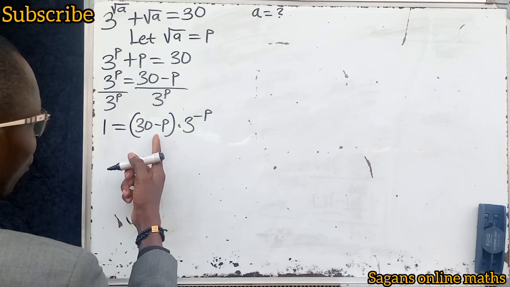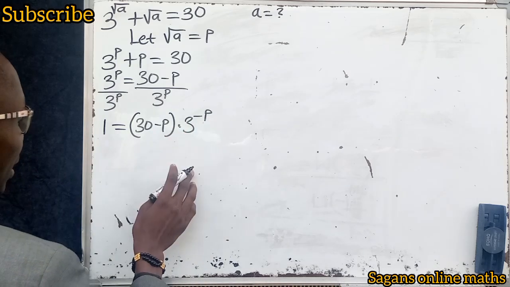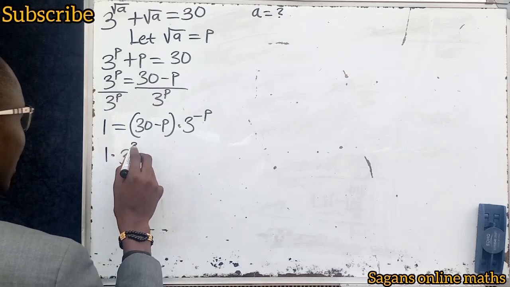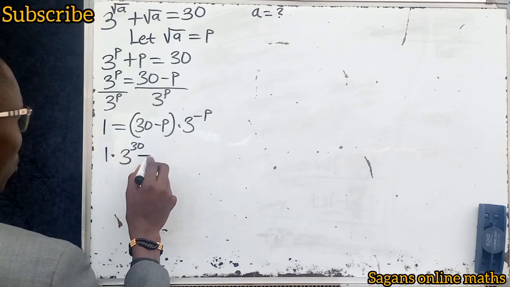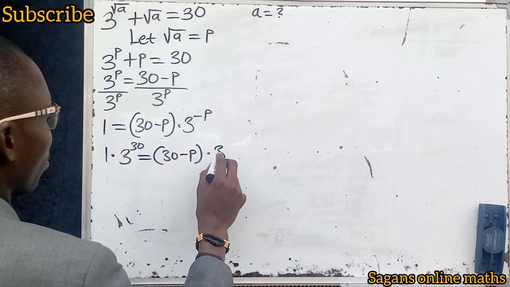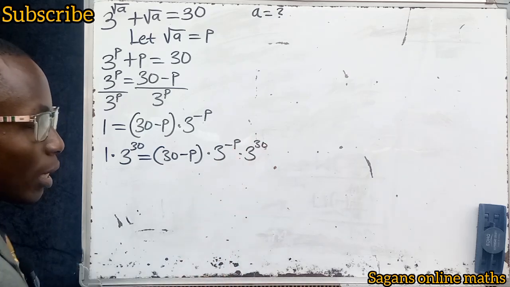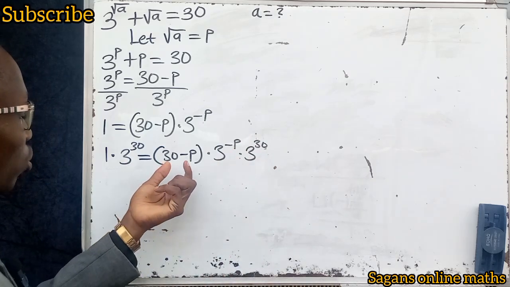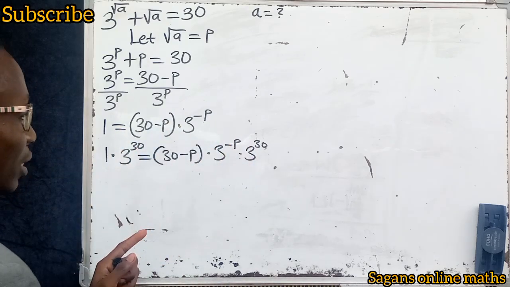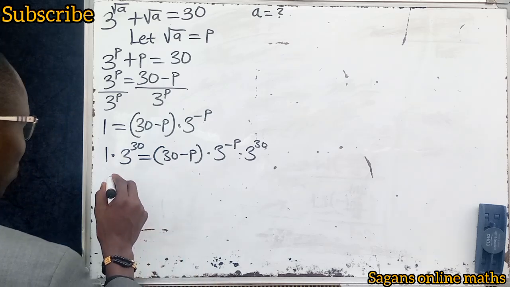For us to achieve this, we want this to be the same as the exponent here. So what we'll do, multiply both sides by 3 to the power of 30. So that means 1 multiplied by 3 to the power of 30 is equal to ln(30 minus P) multiplied by 3 to the power of minus P multiplied by 3 to the power of 30. Why are we multiplying both sides by 3 to the power of 30? We want this, which is 30 minus P, to be equal to the exponent here. I know you ask now, why are we doing that? I'll answer that question.